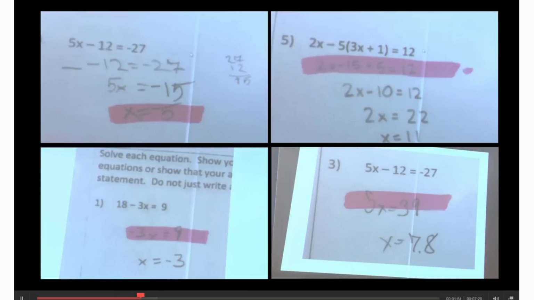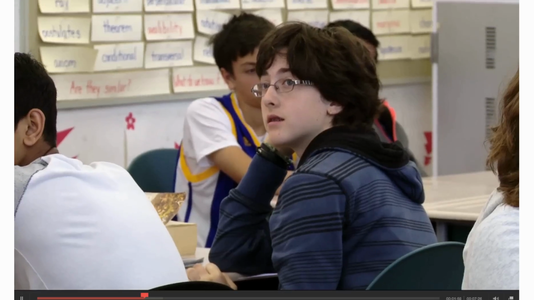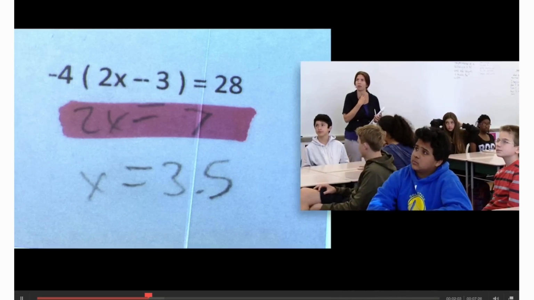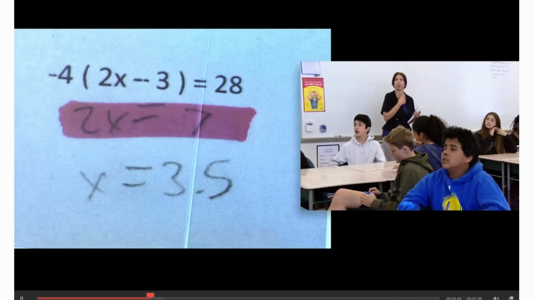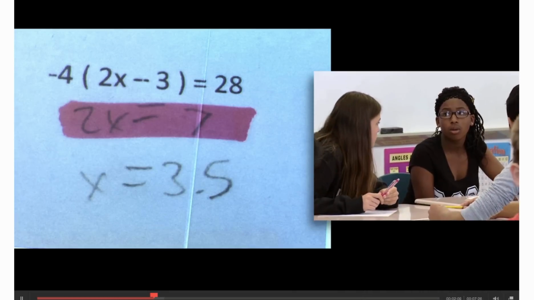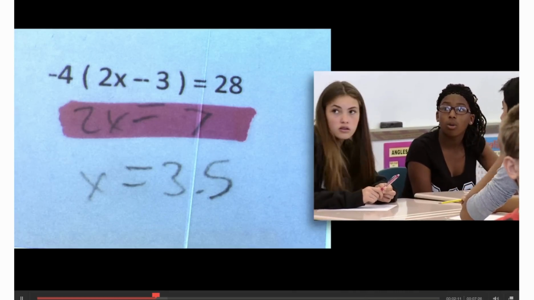I want to show you, before we get your test back, some of my favorite mistakes that came up a couple times. They could be from any of my classes. -4 times (2x - 3) equals 28. I highlighted that 2x equals 7. Tell your group what is wrong with this. I am highlighting where their mistake is, but I'm not mentioning specifically what that mistake is.